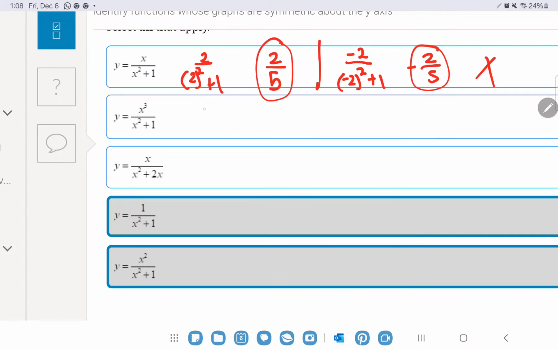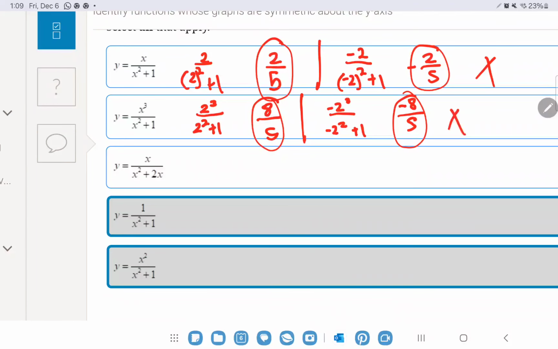Let's try with this one. 2 cubed over 2 squared plus 1. You get 8 over 5. Let's try with the negative. Negative 2 cubed over negative 2 squared plus 1. This is negative 8 over 5. That's the same answer but opposite sign, so again it's odd, not even.